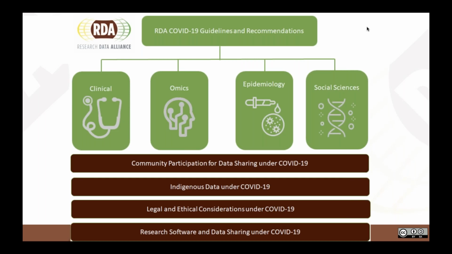If you take a look at this diagram, this gives a sense of the shape of the working group, which has many parts to it, and these parts have contributed to this final document. It starts with overarching recommendations, and then we get contributions from each of the research areas, and this is the order that you'll hear from today in the webinar, updates on their sections. So clinical, omics, epidemiology, and social sciences. And then we also have four cross-cutting themes, and you'll also hear from them today. So community participation for data sharing, indigenous data, legal and ethical considerations, and research software and data sharing, all under COVID-19. So that is the shape and the order of the document.